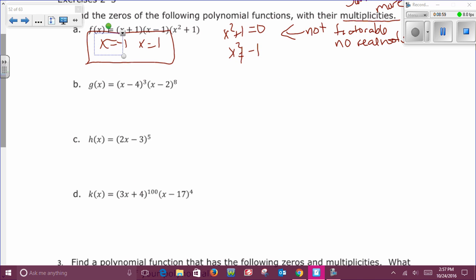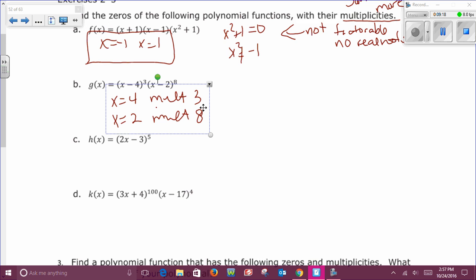For B, x minus 4 to the third, x minus 2 to the eighth, well, that means that x equals 4, and I have a multiplicity of 3. And here I have x equals 2 with a multiplicity of 8. So what happens is I set the inside equal to 0. So x minus 4 equals 0. And I solve that, so I get x equals 4. And I do the same thing with x minus 2.